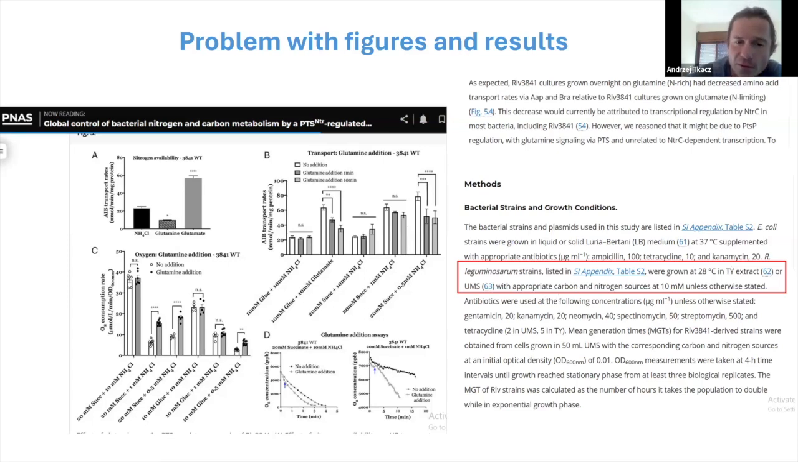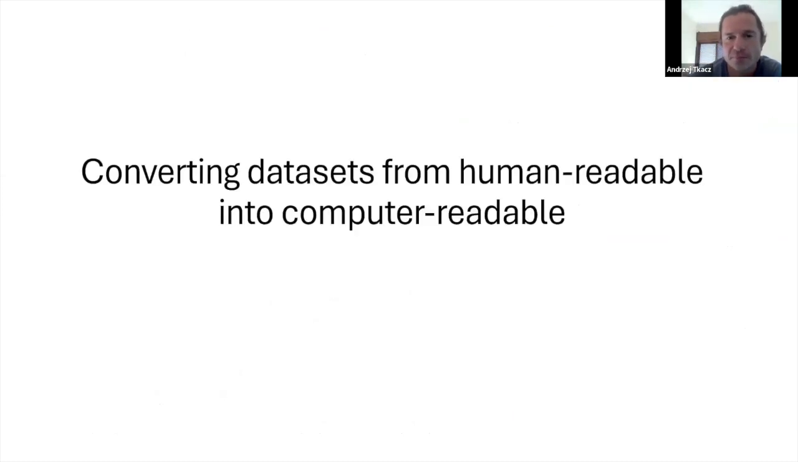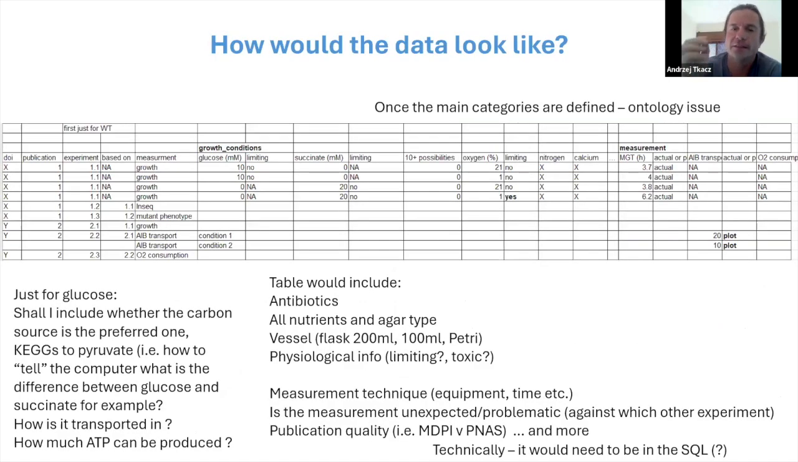So then you have to go to the figure legend and try to make out this whole pattern of what actually happened to the strain. So my idea here is to convert these human readable data sets into computer readable data sets. And I propose to make a table. This is just an example of a table, effectively a massive table that I had a quick go at.